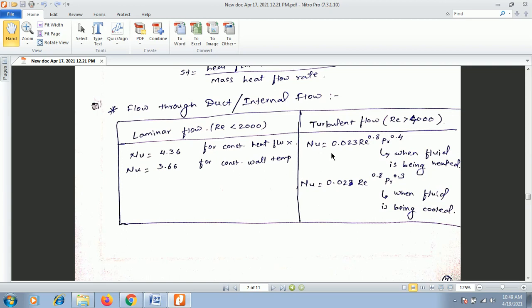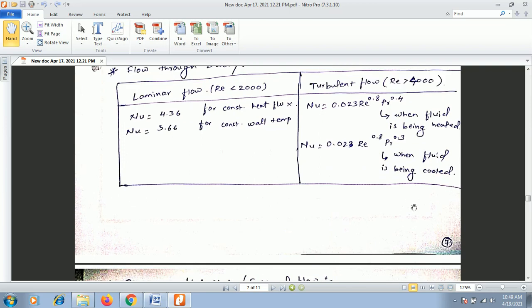While for turbulent flow, we have a relation of the Nusselt number in terms of the Reynolds number and Prandtl number when the fluid is being heated or when the fluid is being cooled. So depending upon the approaching fluid temperature, whether the approaching fluid has the purpose of cooling the surface, or whether it has the purpose of getting heated. Depending upon these two purposes, the relation for turbulent flow is classified.